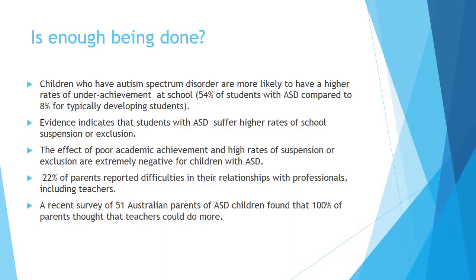The effects of poor academic achievement and high rates of suspension or exclusion are extremely negative for children with autism spectrum disorder, creating an environment where the love of learning may be stifled. Additionally, a study by McIntosh, Groin, Koschel, and Myers found that 22% of parents with children with autism spectrum disorder had difficulties in their relationships with professionals, including teachers. A recent survey of 51 Australian parents of children with autism spectrum disorder found that 100% of parents thought the teachers could be doing more.